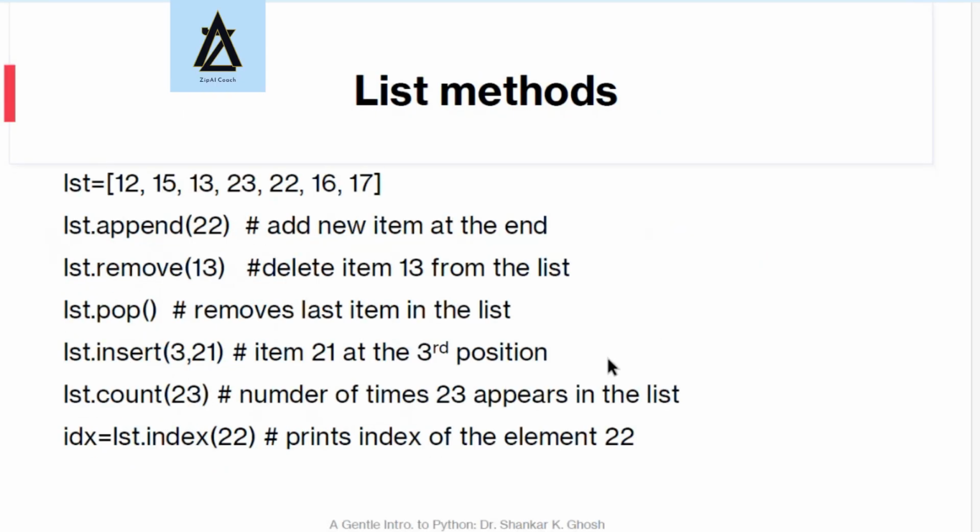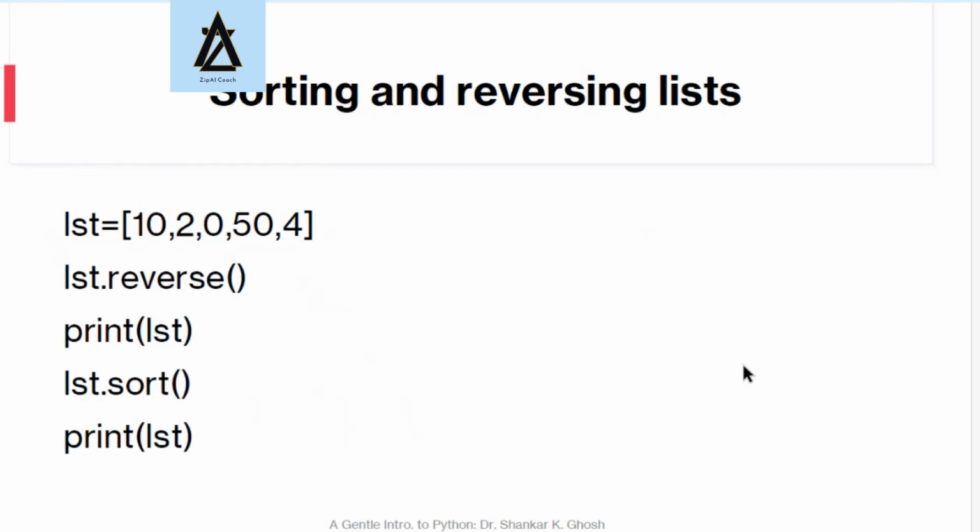Similarly, the next one. There are a variety of list methods: append to add an element, remove to remove an element, count to count elements, and index to print the index of elements. A variety of methods are there, and I have listed some of them. The exhaustive list can be found in books and other documents. There are also methods to sort and reverse lists. If you write list.reverse and print, you will see the list is reversed. If you write sort, it is sorted.